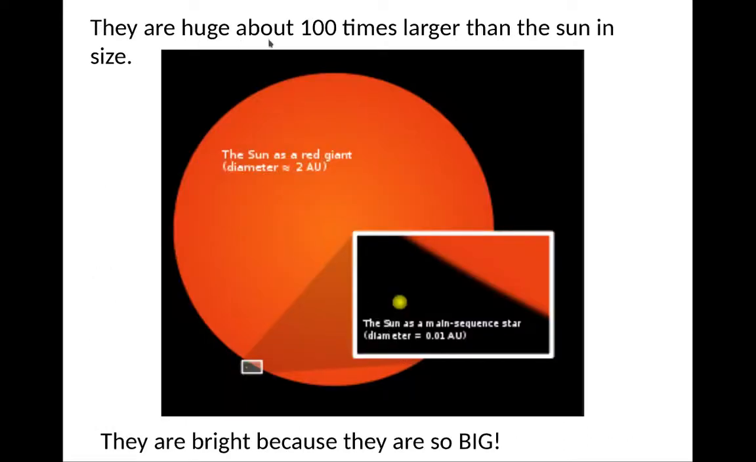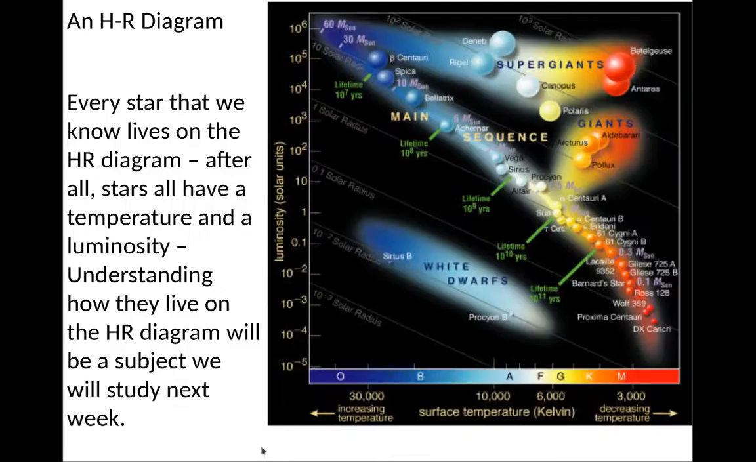So for instance, this is 100 times larger than the sun. That's the sun of the red giant. That's the sun right now. Look at that, it's tiny. And so they're bright because they're so big. All right, so here you go. So there's the main sequence. There's the red giants. Some of these are called supergiants as well. All right, and then those are the white dwarfs.